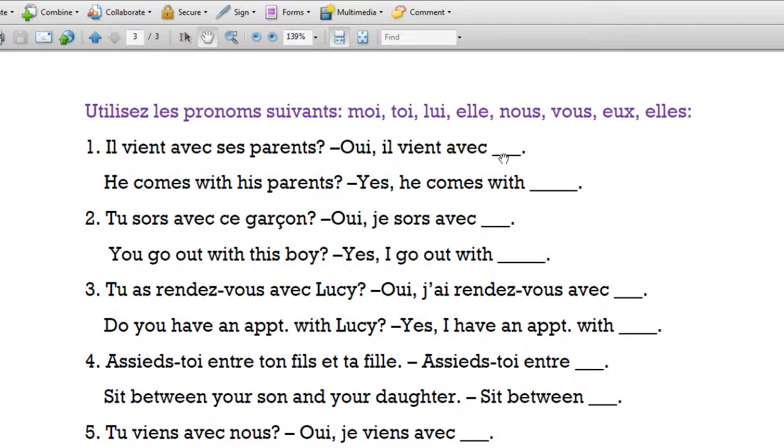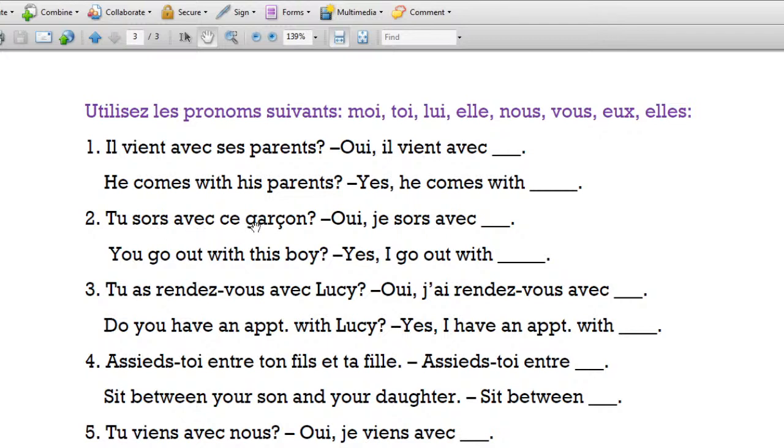Yes, he comes with them. With is a preposition here, followed by the prepositional pronoun, which is the pronoun tonic, and it plays the role of a, by the side of a preposition. Now, next. Tu sors avec ce garçon.